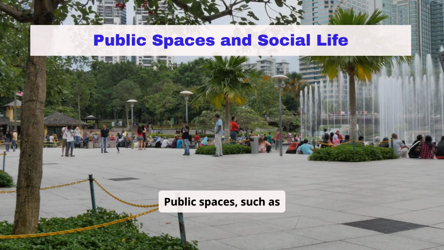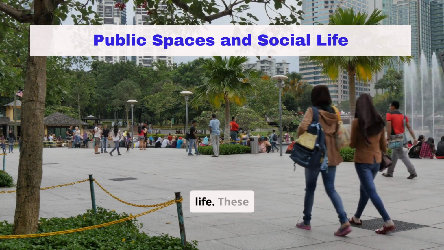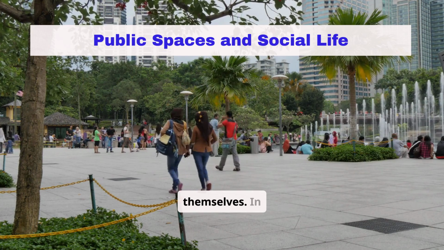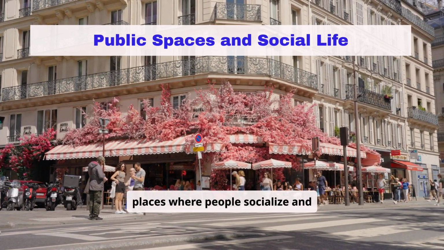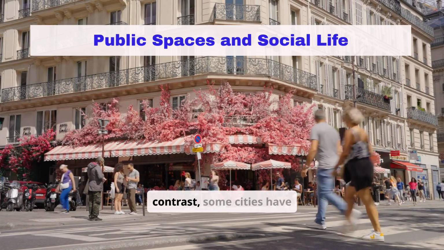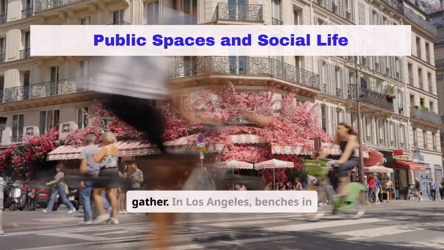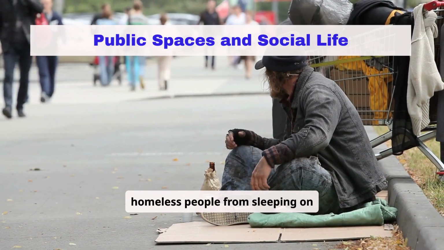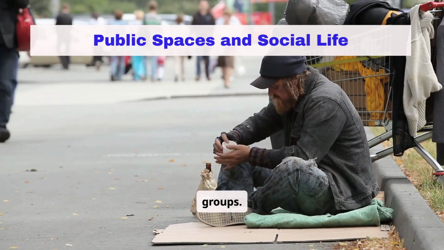Public spaces such as parks, plazas, and sidewalks are important for city life. These spaces allow people to meet, relax, and express themselves. In Paris, sidewalk cafes are places where people socialize and enjoy the city. In contrast, some cities have restricted public spaces, making it harder for people to gather. In Los Angeles, benches in some areas are designed to prevent homeless people from sleeping on them, showing how public space can also be used to exclude certain groups.